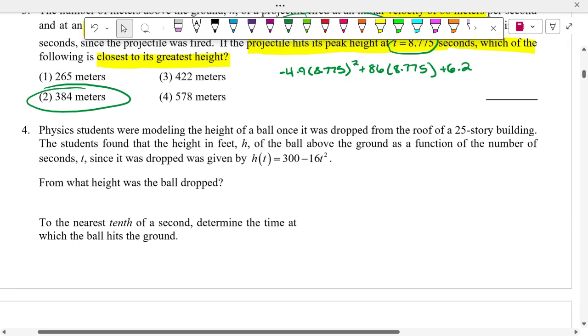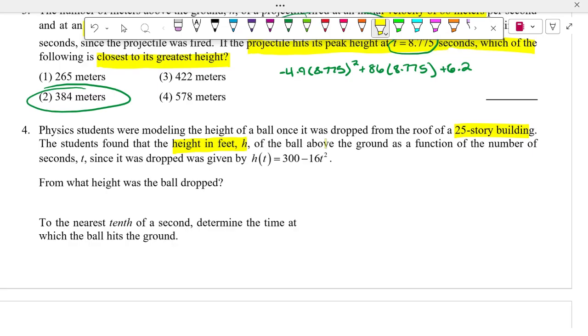Last one. So we have a 25-story building. The students found the height in feet, h, of a ball above the ground as a function of the number of seconds t since it was dropped, and it gives that function. So from what height was the ball dropped? 300. How do you know? It's the constant, which means it's the what? Y-intercept. So 300 feet. That and it says feet.